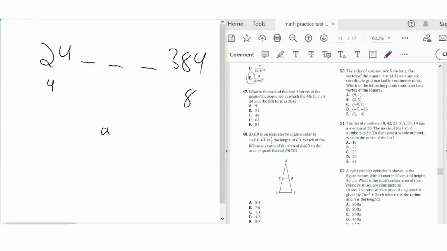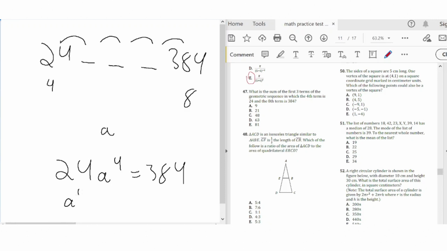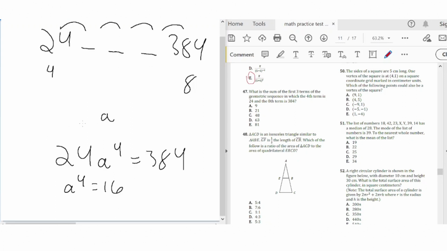So let's call this A. Here we are multiplying by A, another A, and another A. So that's 1, 2, 3, 4 A's. Therefore, 24 times A to the 4th is 384. All we have to do is divide 384 by 24, and we get 16. So A to the 4th equals 16. Now we have to take the 4th root of 16, and we get 2. Therefore, our common factor is 2.